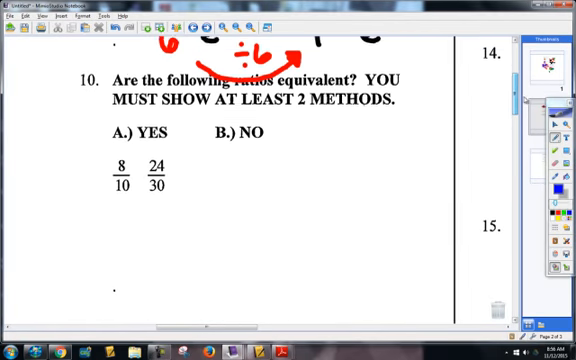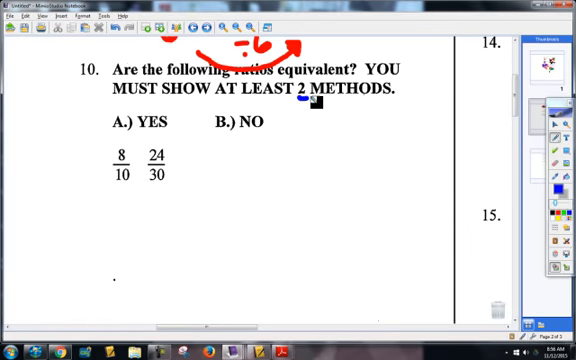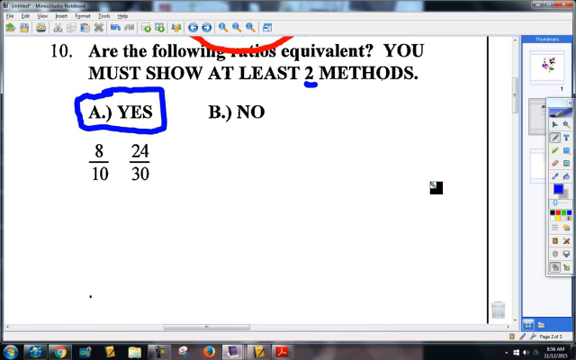Okay, so that's that. All right, number 10. Now, I said you must show 2 methods. I will go through all 4 methods for you. Now, I will tell you that the answer is absolutely yes. But if you didn't show what I'm about to show you, then it's wrong. I'm going to show you all 4 methods.